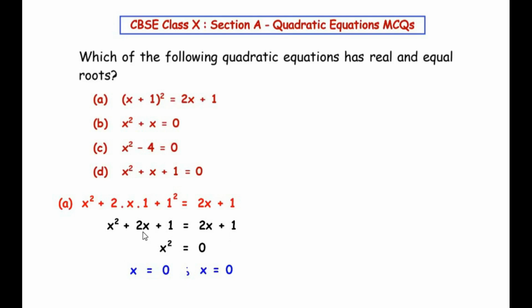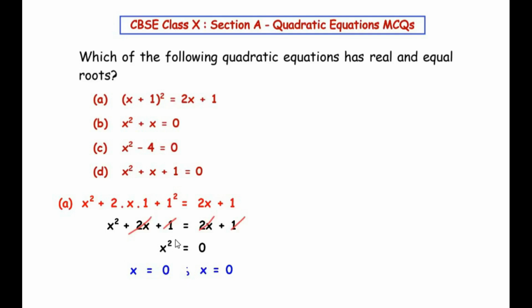Now here we can see that 2x can be cancelled from both the sides of the equal to sign, that is they will get subtracted, and plus 1 also gets cancelled. So we are left with x square is equal to 0. Now square, when you take on the other side of equal to sign, it becomes plus or minus square root of 0. So square root of 0 is 0 itself.